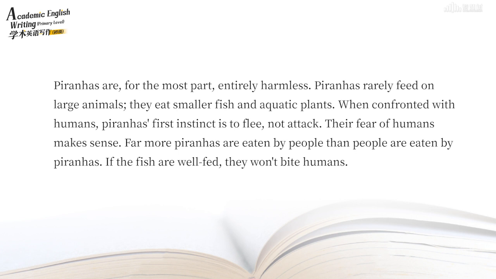Through this topic sentence, the reader can tell from the very start that the focus of the paragraph is that piranhas are harmless. With this in mind, the reader would expect the writer to offer evidence to prove that piranhas are indeed harmless, which the writer does accordingly.